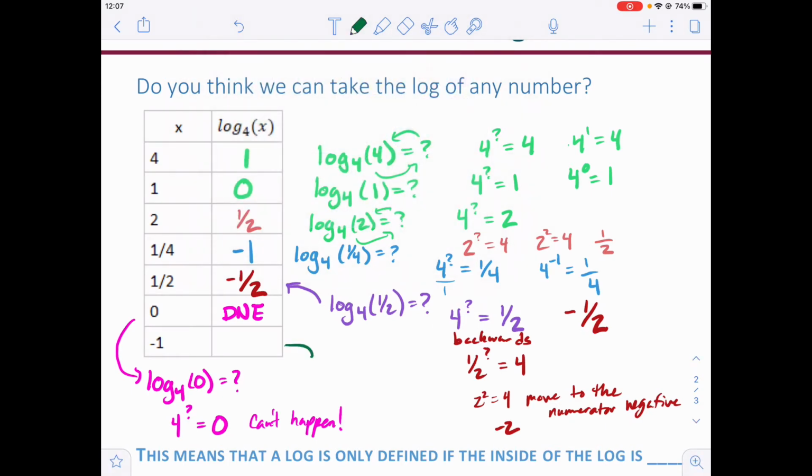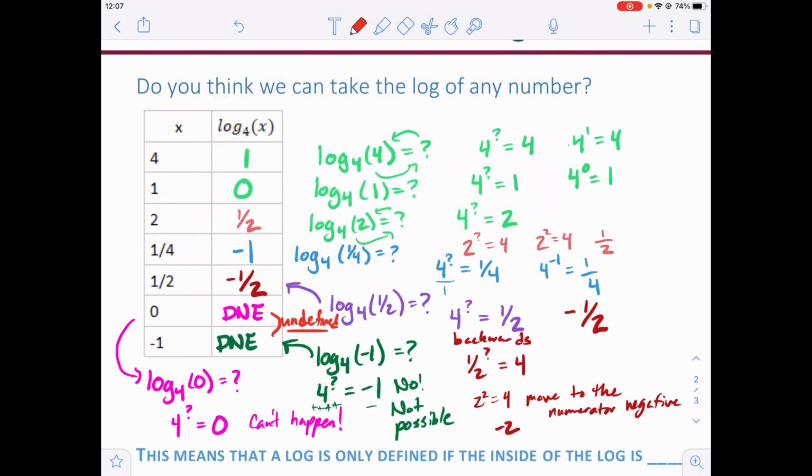What about -1? So it'd be log base 4 of -1 equals something. So 4 to what power equals -1? Well, we're going to have to multiply 4 times other 4s to get a negative number. That's a whole bunch of positive things to get a negative thing. Can that happen? No, not possible. This also does not exist, or we might call these undefined, right? They are not allowed.